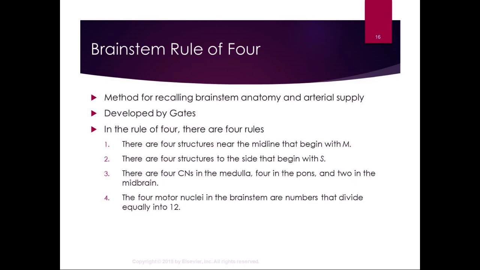There is a rule in the book, which you don't need to know because you don't need to remember these, but it's kind of nice for mnemonic things, recalling brainstem anatomy and arterial supply, which we're not even going to talk about. It's the rule of four. There are four structures near the midline that begin with M. There are four structures to the side that begin with S. There are four cranial nerves in the medulla, four in the pons and two in the midbrain. And there are four motor nuclei in the brainstem that are numbers that divide equally into 12.